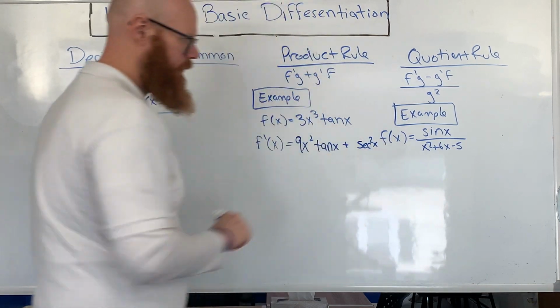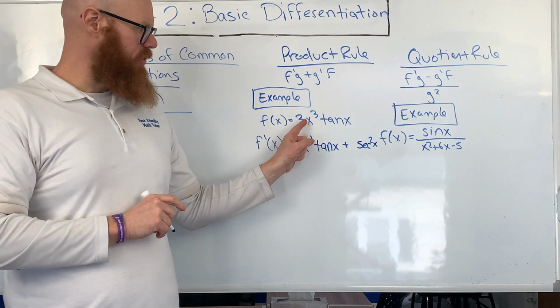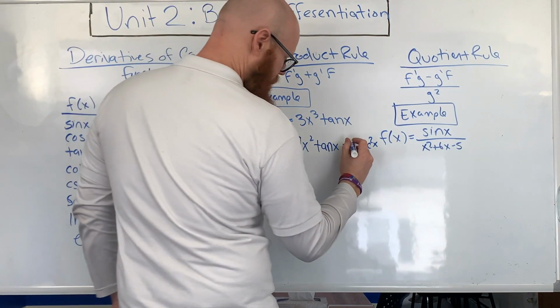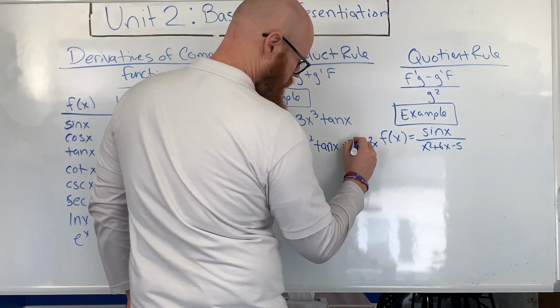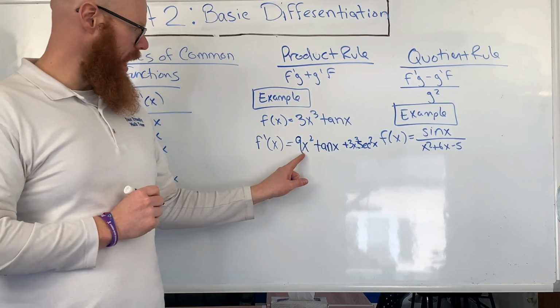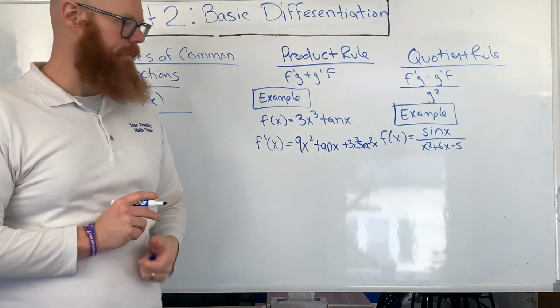I'm going to leave a little space here for a reason. And then f is just our first function without doing anything to it. I'm going to put it before the trig function because that's just usually how we do things mathematically. So that is our derivative. F prime g plus g prime f.